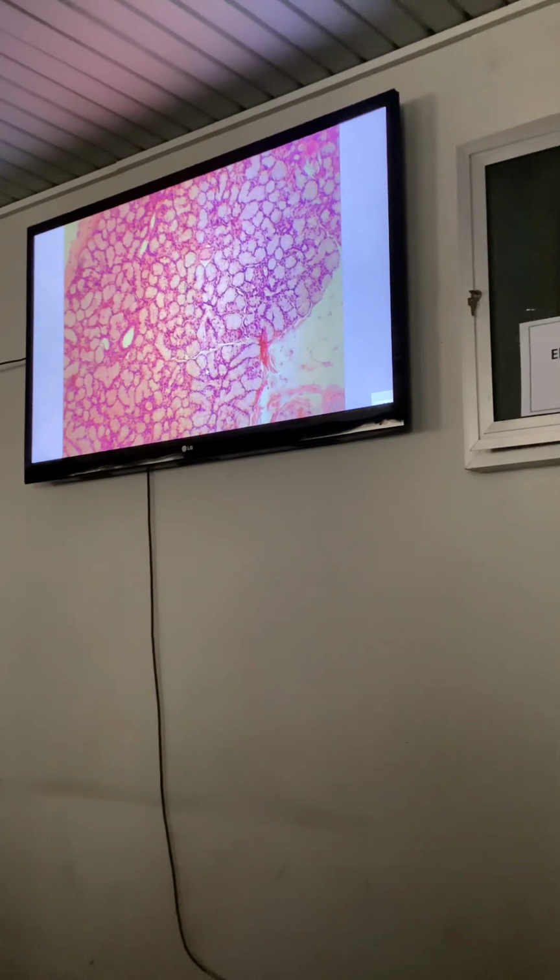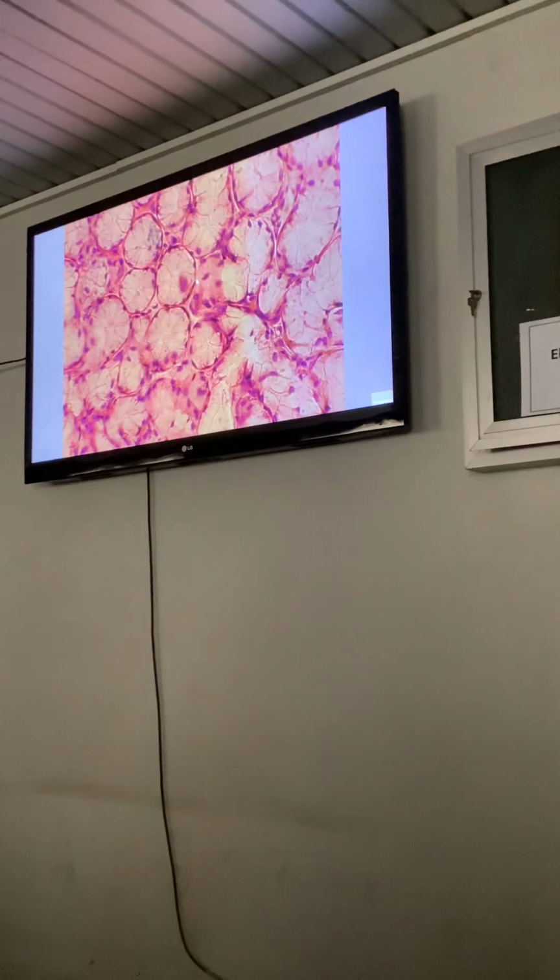Third slide is a section in the sublingual gland. This gland is a branched tubulo-acinar gland, but we can see the mucous tubules are predominant in this gland with a few serous demilunes. Mucous tubules. This structure called mucous tubule consists of columnar cells with compressed basally located nuclei.